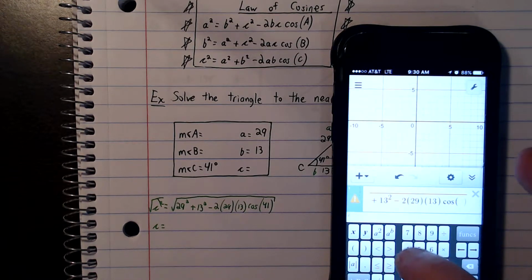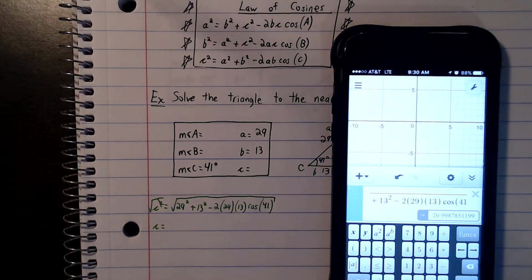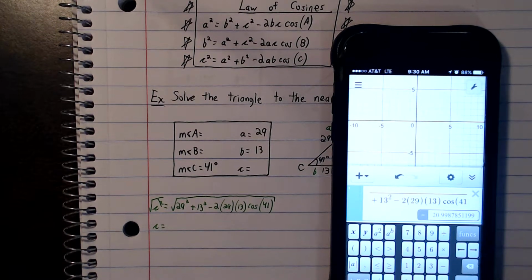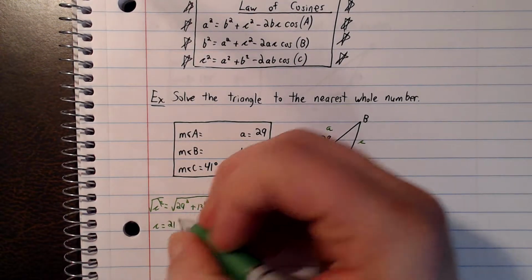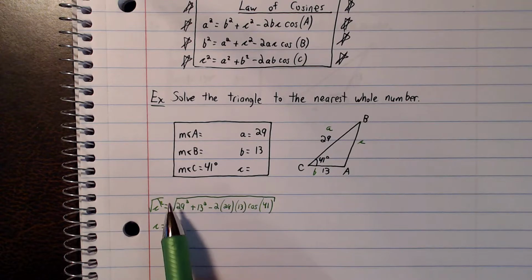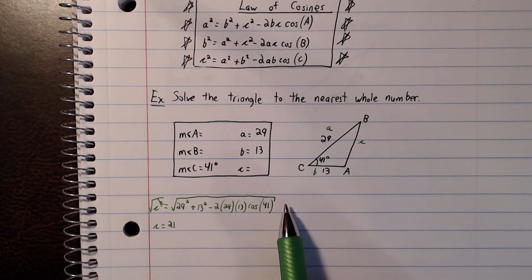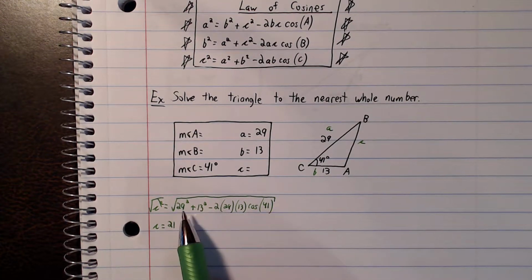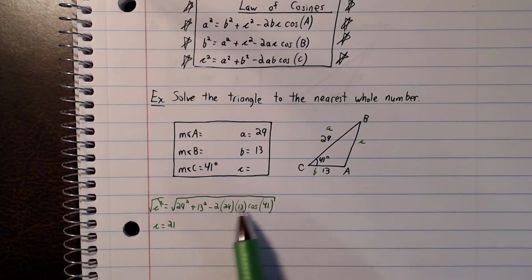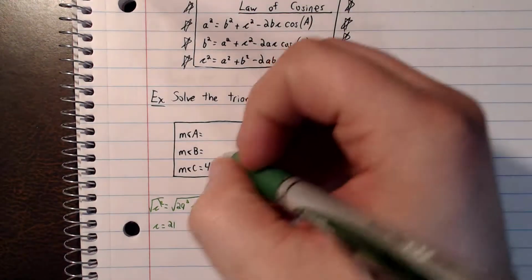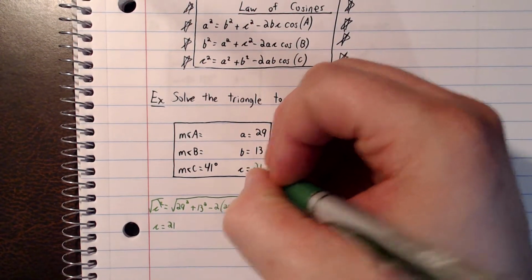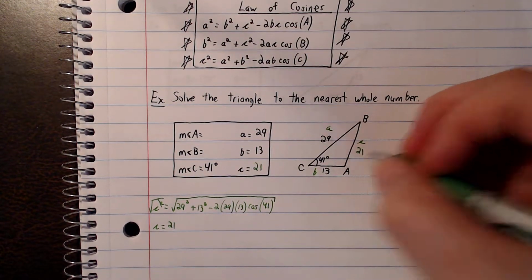Cosine 41. And there we go. Comes out with 20.9, which will round up to 21. Right, so shortcut, we just type in this to the calculator. Yeah, you could have gone out and squared all this stuff and added it up and typed it in after. I'm not going to stop you from doing that, but this is faster, so why not just use it?